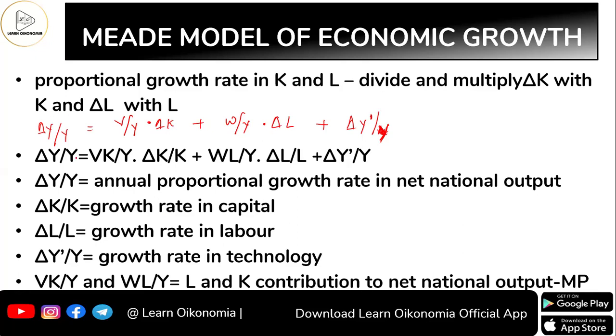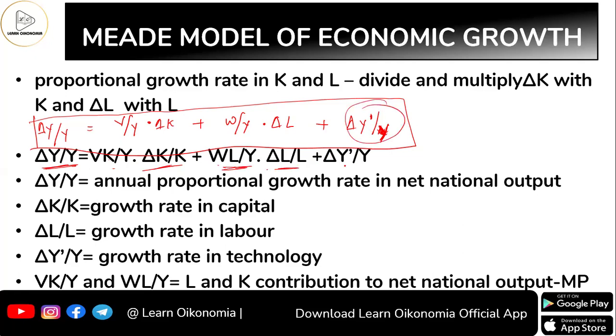Okay, so this equation becomes much more modified. That is, it becomes delta Y by Y is equal to Vk divided by Y times delta K by K, plus Wl divided by Y times delta L by L, plus delta Y dash divided by Y. So you were just modifying this part.